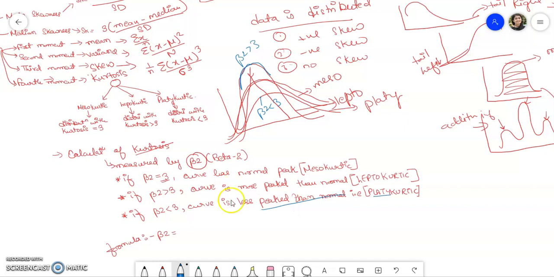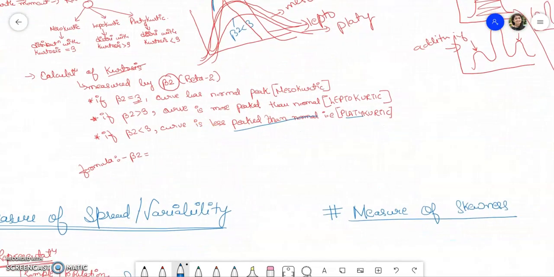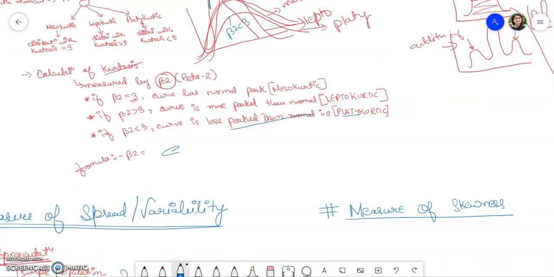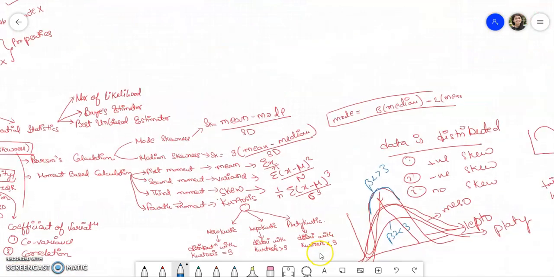Then the formula for calculating the beta is, sometimes you just have to remember a lot of formulas in this, but it's not that tough. It is xi minus mu, whole to the power of 4, divided by standard deviation, and the whole thing you divide by n. So this is the formula for calculating the beta value. Based on this beta value, you calculate the value of kurtosis. So yeah, this is all about descriptive statistics.